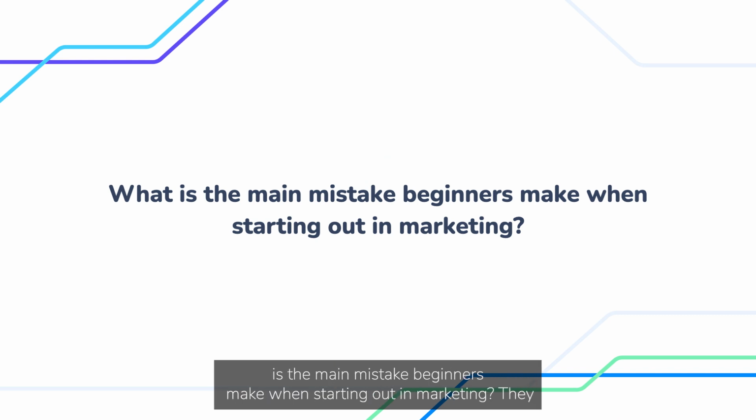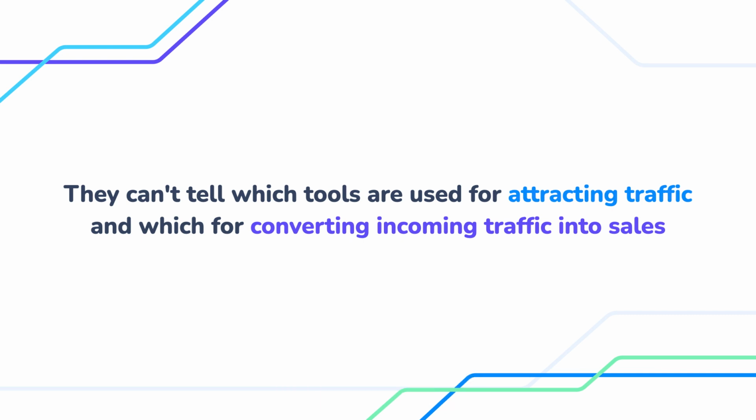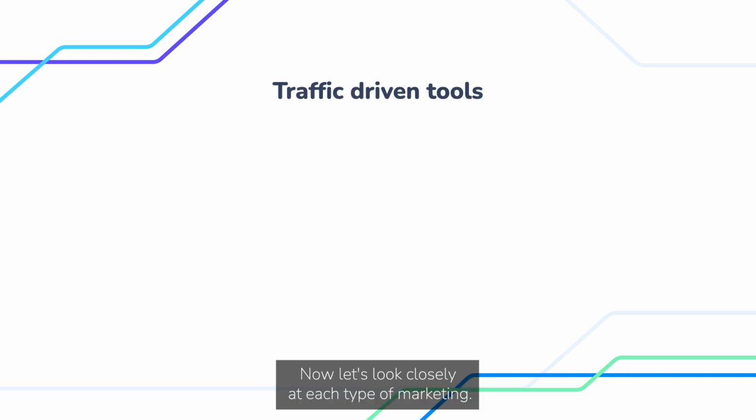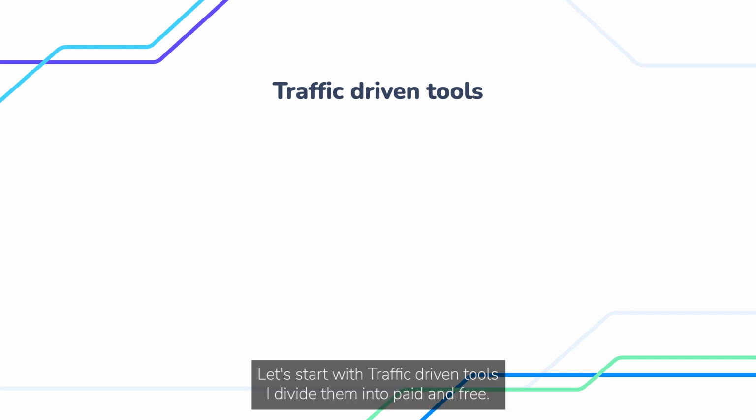What is the main mistake beginners make when starting out in marketing? They can't tell which tools are used for attracting traffic and which for converting incoming traffic into sales. So now let's look closely at each type of marketing. Let's start with traffic-driven tools.